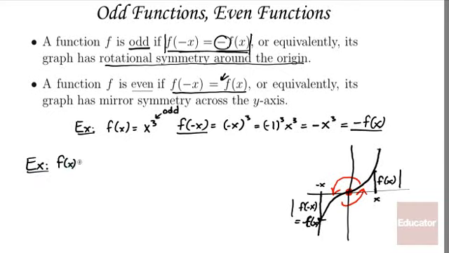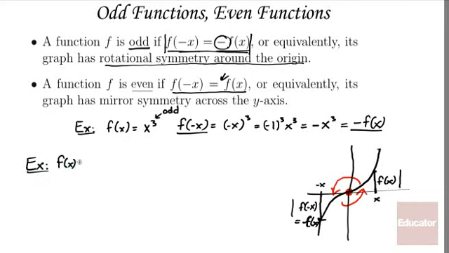So what that means is that you have a kind of symmetry across the y-axis with even functions. If a function is symmetric across the y-axis, if it looks like a mirror image of itself across the y-axis, then that's an even function. So that's why I say it has mirror symmetry across the y-axis. That's what an even function looks like.